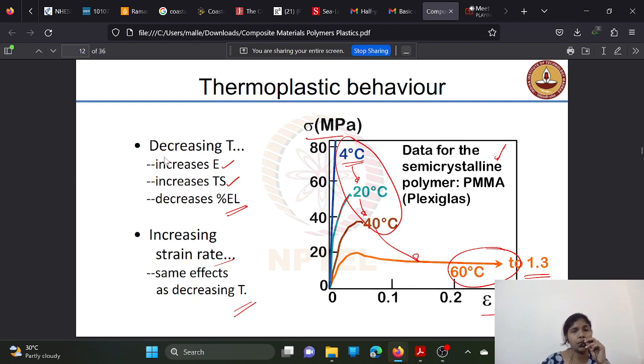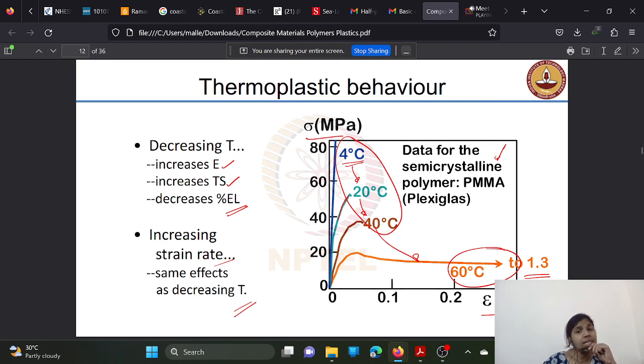See, this is increasing temperature, and what are the effects of decreasing temperature? With decrease in temperature there is an increase in elastic modulus. Elastic modulus is nothing but, if you take the slope of the curve you can get the elastic modulus. So with decreasing temperature the elastic modulus will increase, and it increases the tensile strength also. Here the tensile strength is more, but it has brittle nature, and it decreases the percentage elongation because it is brittle in nature. So it will have lesser percentage of elongation. So these are the effects of decreasing temperature.